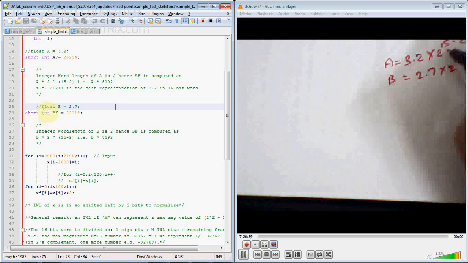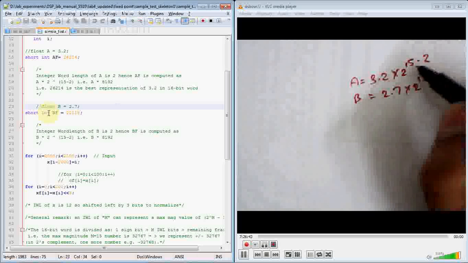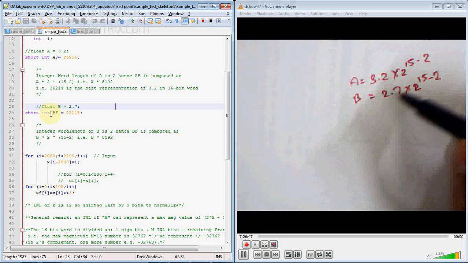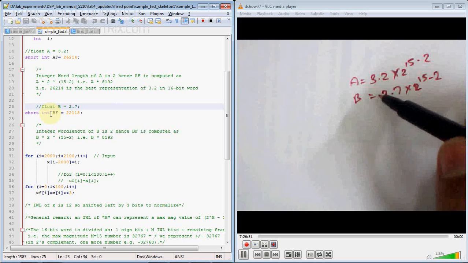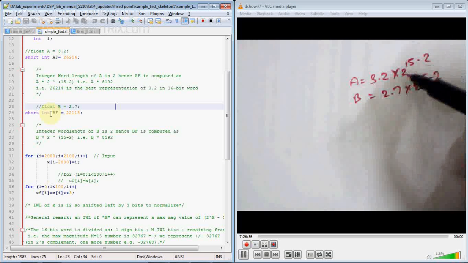We are every time subtracting 2 from 15 because the integer word length for both a and b is 2, and since we want to normalize a and b both to a 16-bit signed integer, we are finally multiplying with 2 power 13.